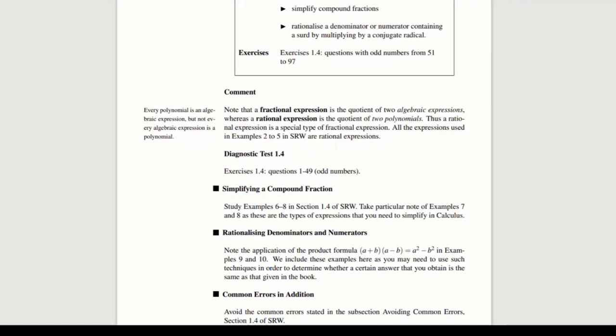Right. So in the same way, we define a rational expression, basically. It's the quotient of two polynomials, okay? Of course, when we do substitution there, we do not permit the polynomial in the denominator to be 0. So a rational expression is a special type of fractional expression.